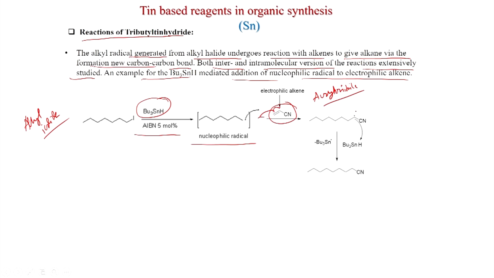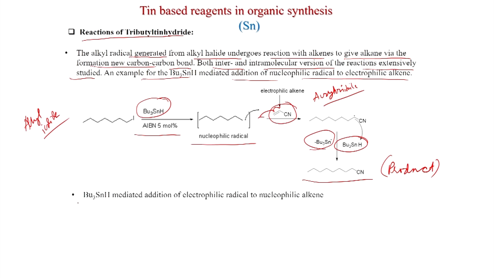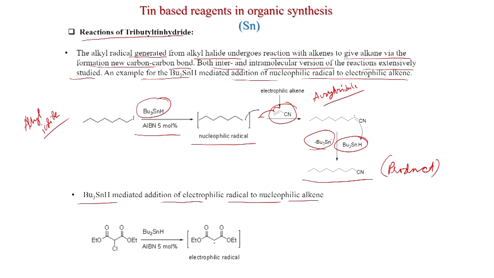So, you get a radical here, and this radical, of course, is stabilized by the cyano group. Then this radical will react with tributyl tin hydride to generate the neutral compound, that is the product, and the tributyl tin radical is generated again, so that the cycle will start again. Also, with tributyl tin hydride, mediated addition of an electrophilic radical to a nucleophilic alkene is also possible, like this one.